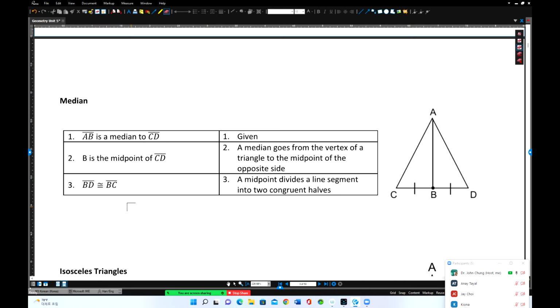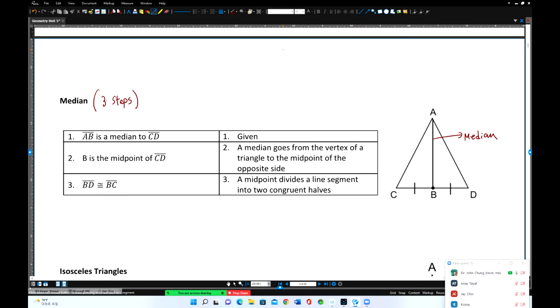Another one is a median. Wow, median is 3 steps. Altitude is 4 steps, median is 3 steps, and perpendicular is 3 steps too. If this is given, AB is a median. This line is not an altitude, just the median.